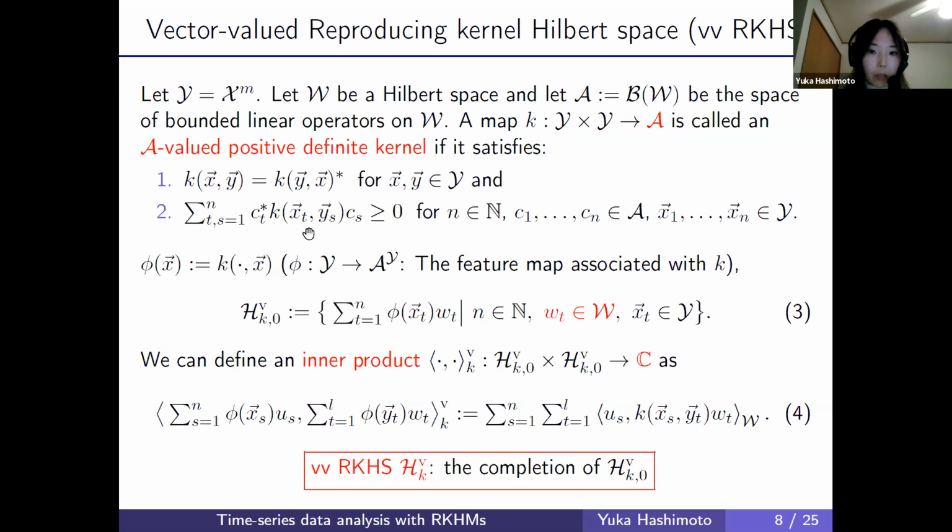And by using this operator-valued kernel, we can define a map phi x by fixing the second variable of k, like the case of RKHS. Then we consider the space like equation number 3. And here we can define an inner product by this operator-valued positive definite kernel and the inner product in this Hilbert space. And the completion of this space is called VV-RKHS, and we denote it by H_k^V here.